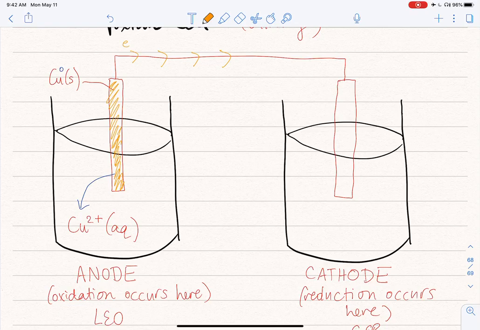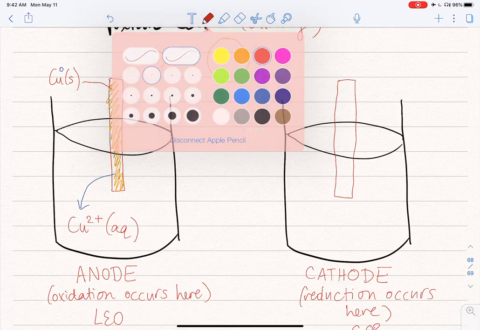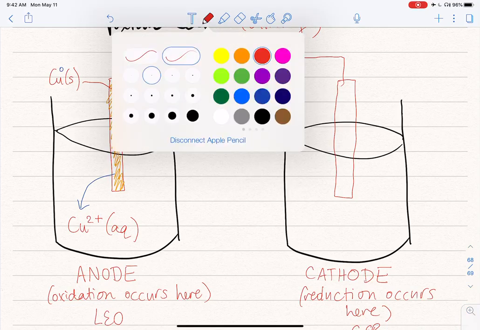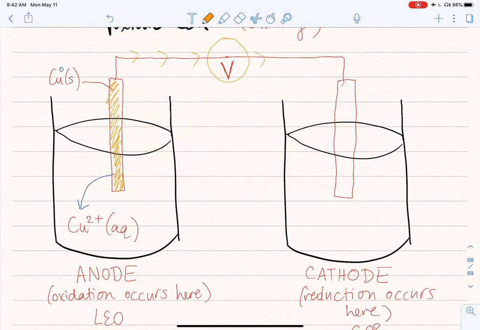Now, the electrons are going to start flowing out. And what you usually have in a battery is a voltmeter measuring the electron flow. Here I'm just going to write a big V for voltmeter. What we have is electrons flowing from the anode to the cathode.